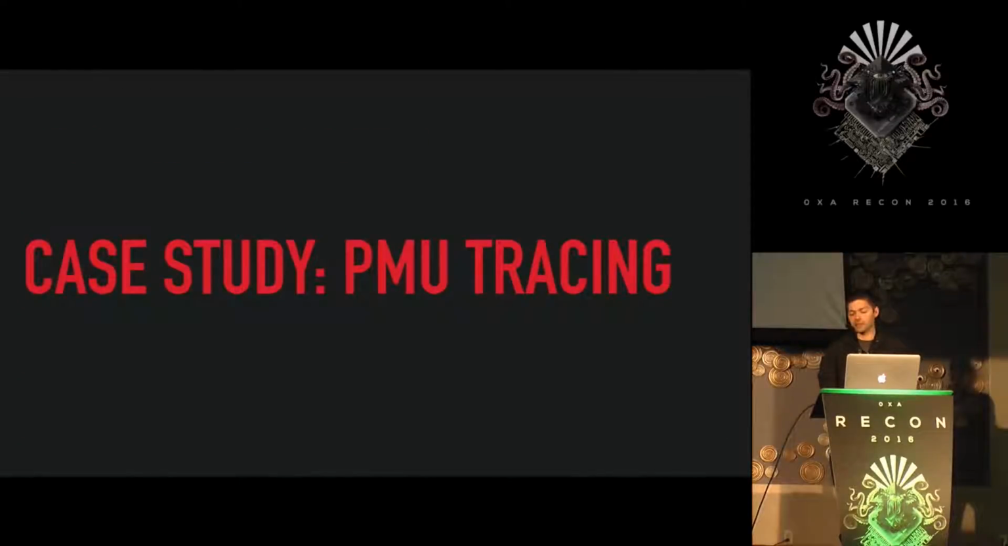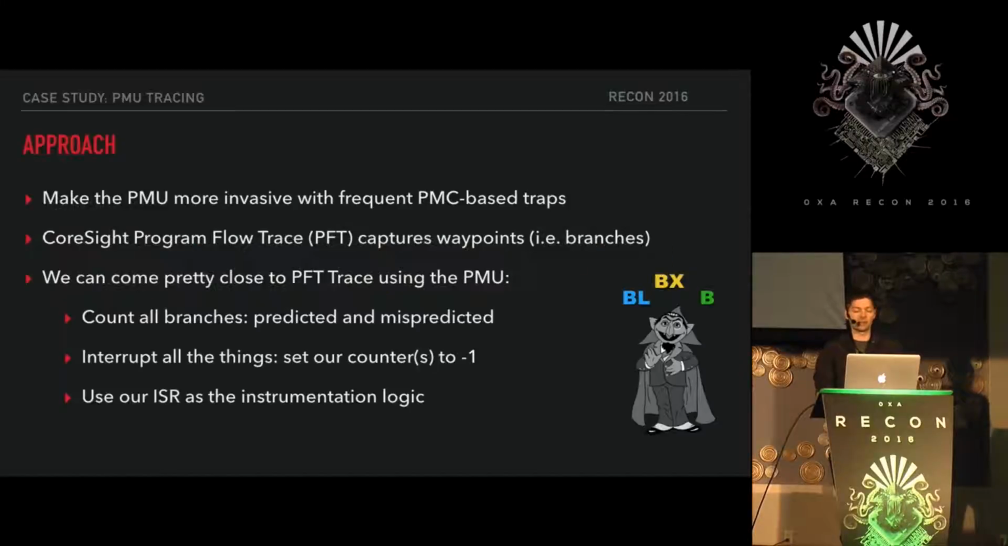So our first case study is going to be using the PMU to do some instrumentation, specifically tracing. Our approach, much like the paper I referenced, is that we want to cause frequent PMU overflows in order to interrupt and trap instructions or branches. CoreSight's program flow trace captures basically branches, or it calls them waypoints. And we can come pretty close to the same functionality using the PMU. So we want to count all branches, both predicted and mispredicted.